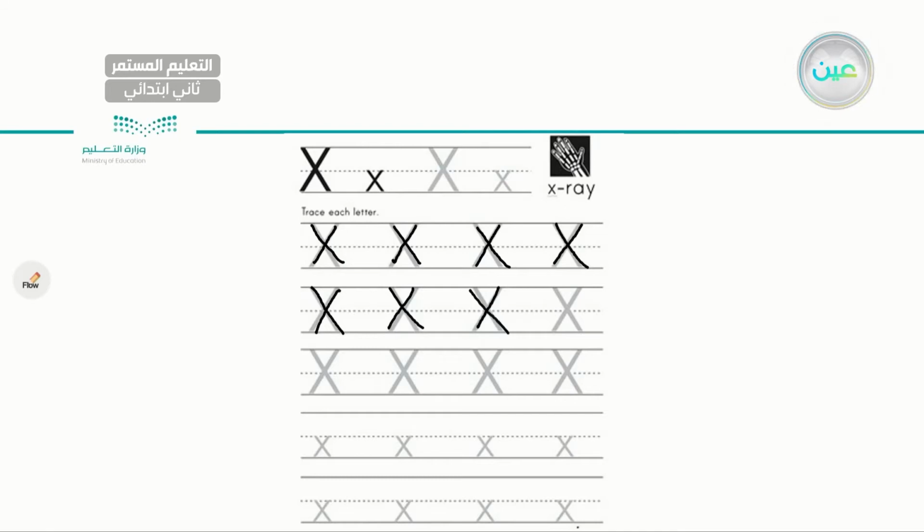Now, let's move to the small x. Same shape, different size. Small x. Make sure you are writing between the lines. X-ray. Very good, my dear student. So I have X, capital X, and small x. Very good. Excellent, excellent. Now let's move to the third one.